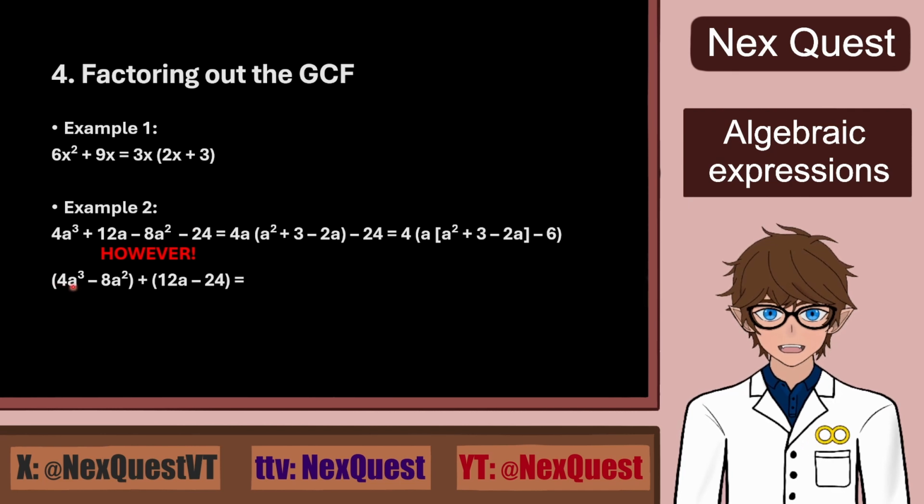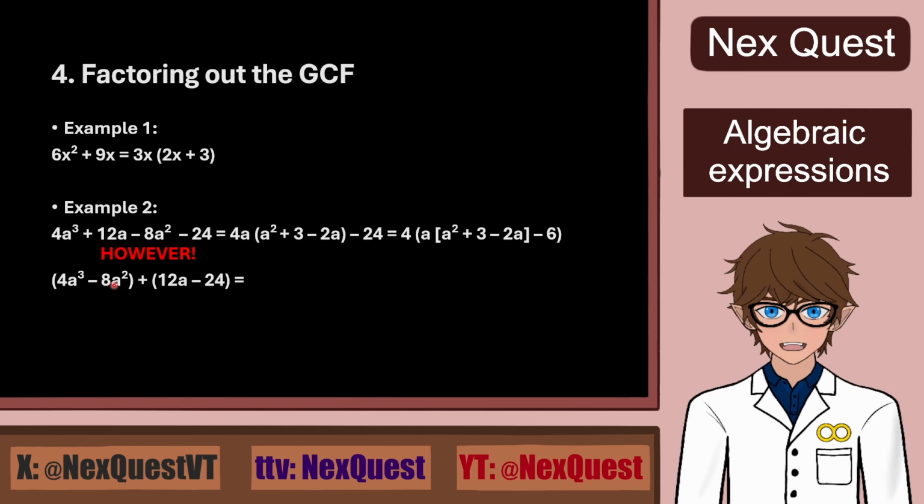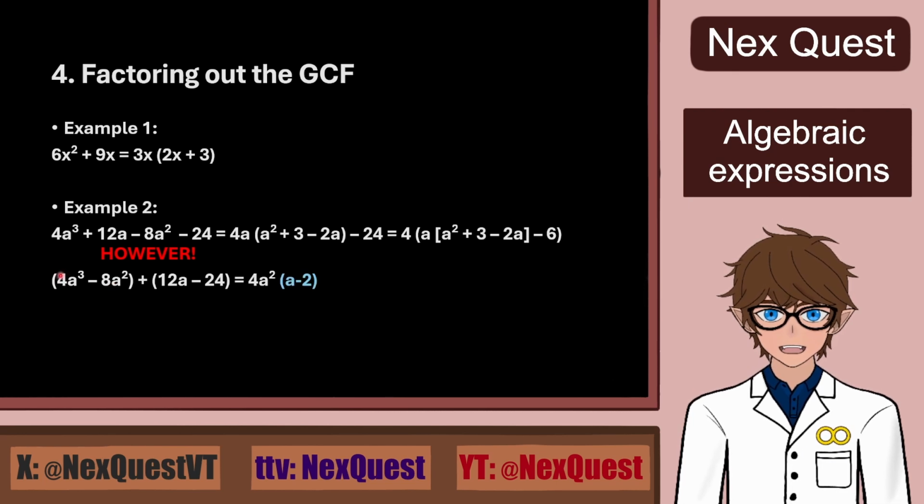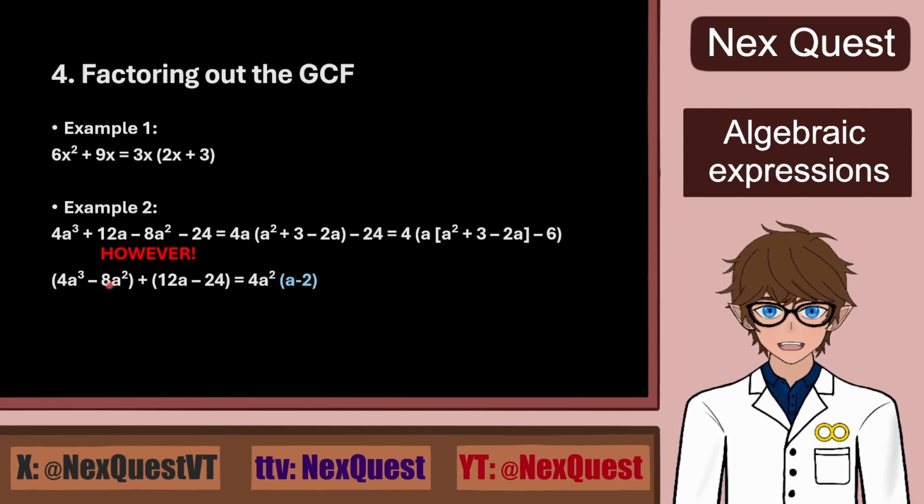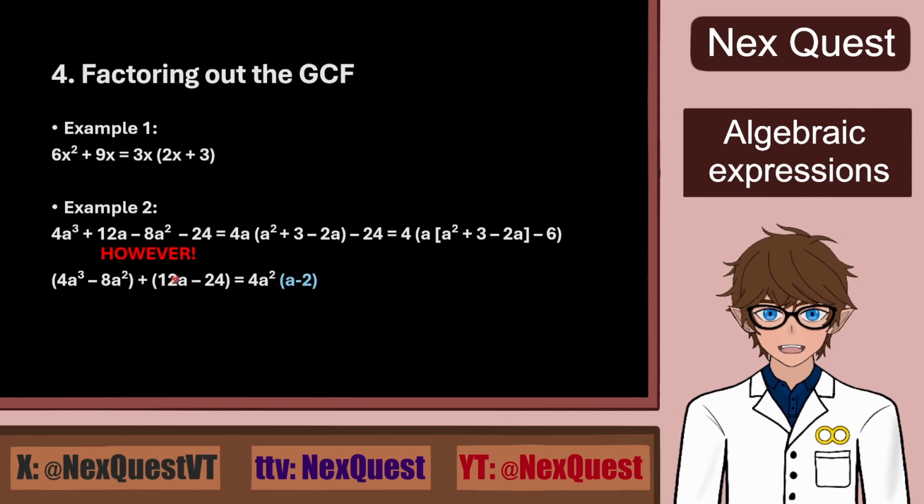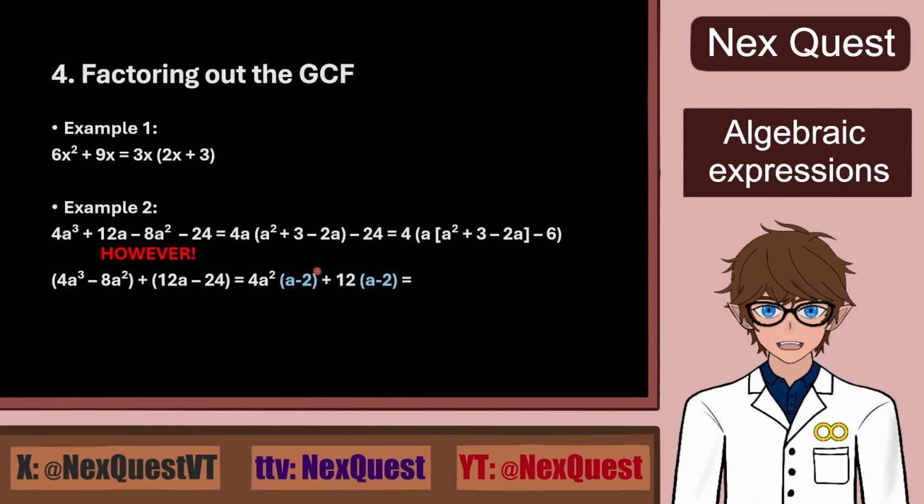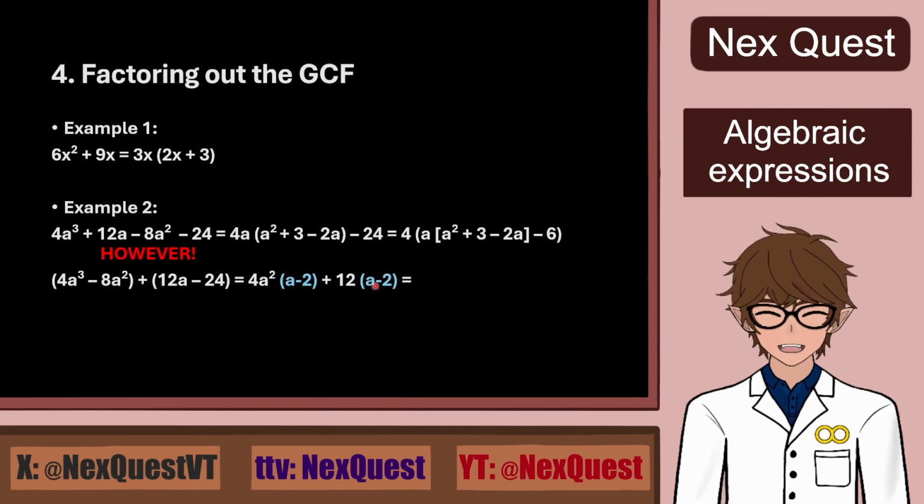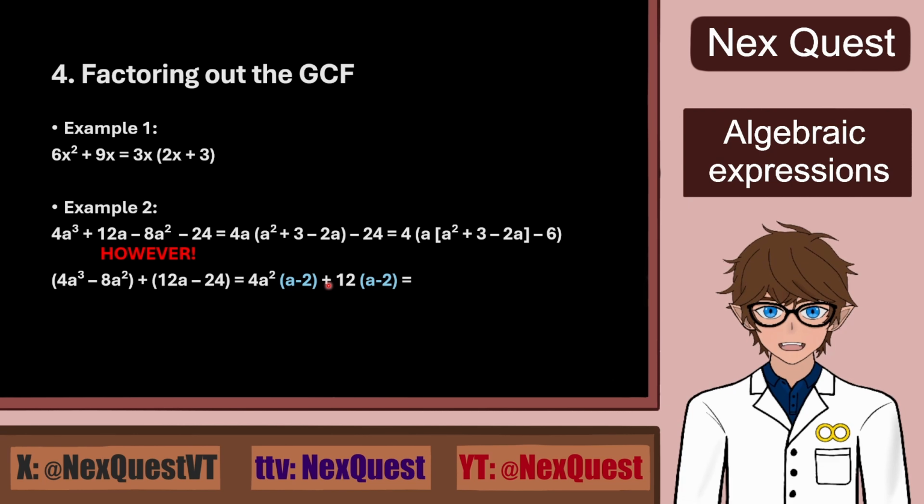The first bracket, they have a common factor, which is 4a squared. If we take it out, so if we divide each of these two, we get a minus 2. As for the second bracket, we can factor out 12, which gives us 12 times a minus 2. And this is exactly what I saw. A minus 2 repeats in both of the terms. You see, because they are separated by a plus, meaning that we can take it out as a factor again.